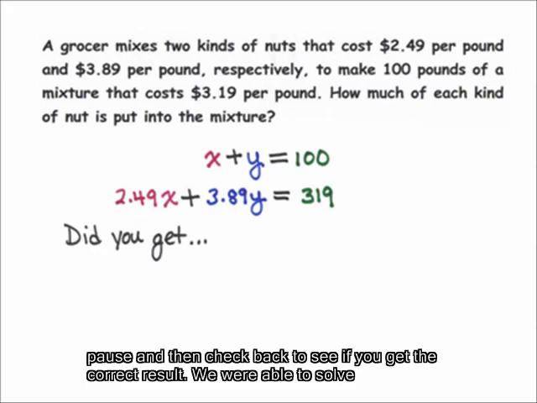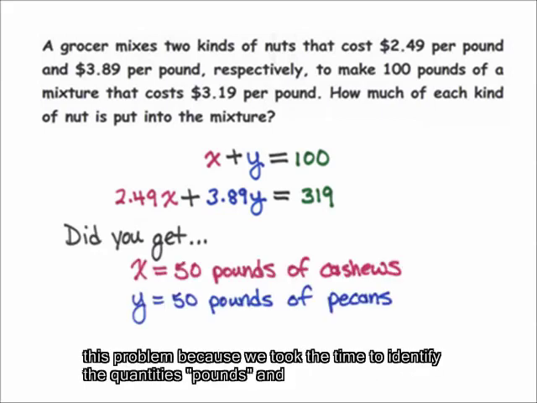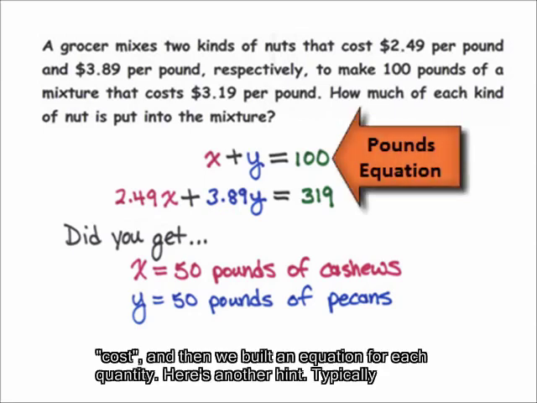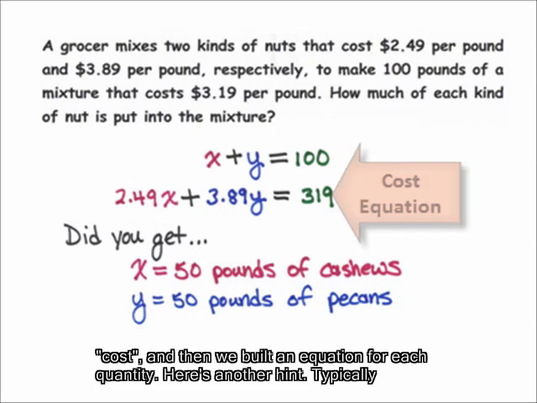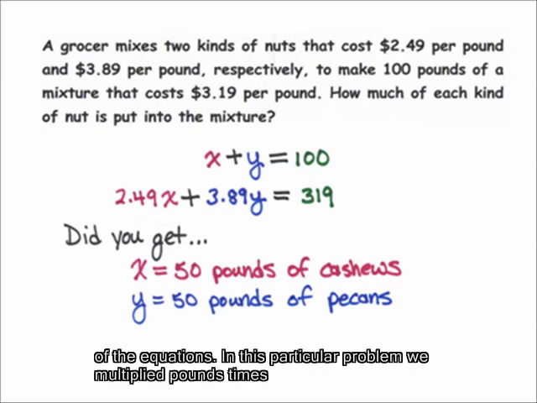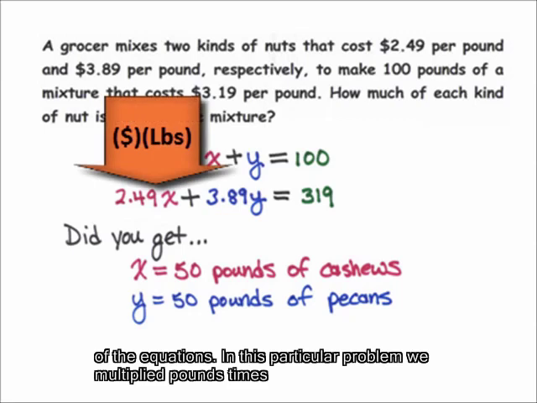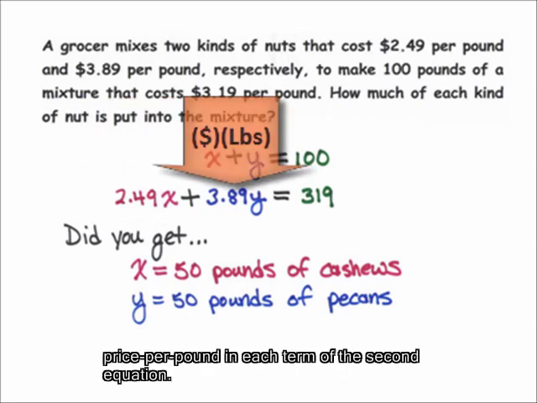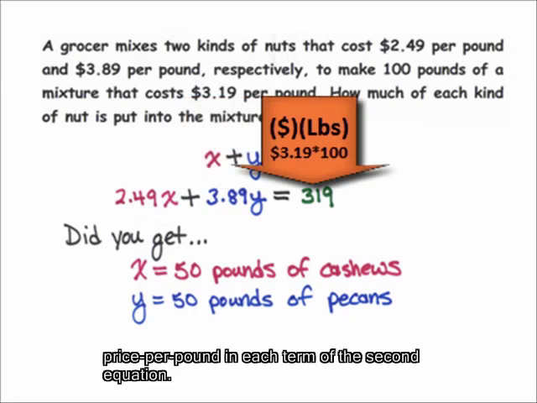We were able to solve this problem because we took the time to identify the quantities pounds and cost, and then we built an equation for each quantity. Here's another hint. Typically, in mixture problems, you will multiply two units together in each term of one of the equations. In this particular problem, we multiplied pounds times price per pound in each term of the second equation.